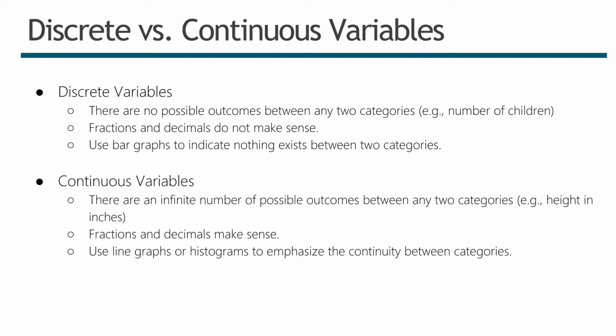Now, continuous variables are when you have an infinite number of possible outcomes between any two categories, where fractions and decimals do make sense. So we know that between 5 foot and 5'1", there are actually an infinite number of possible outcomes. We don't really measure it that precisely, but fractions and decimals make sense when you're talking about height. In those cases, we use a line graph or a histogram to emphasize that there's continuity between categories. A histogram is like a bar graph, except the bars touch.